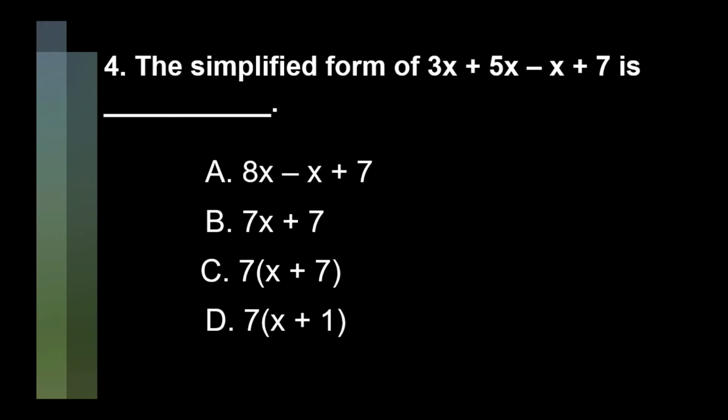Question number 4. The simplified form of 3x plus 5x minus x plus 7 is blank. Letter A, 8x minus x plus 7. Letter B, 7x plus 7. Letter C, 7 times x plus 7. Or letter D, 7 times x plus 1.